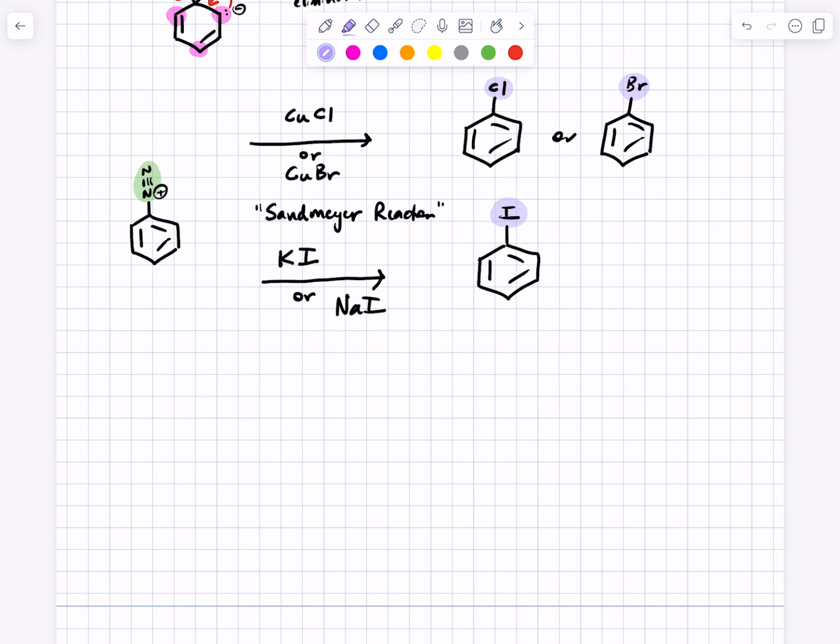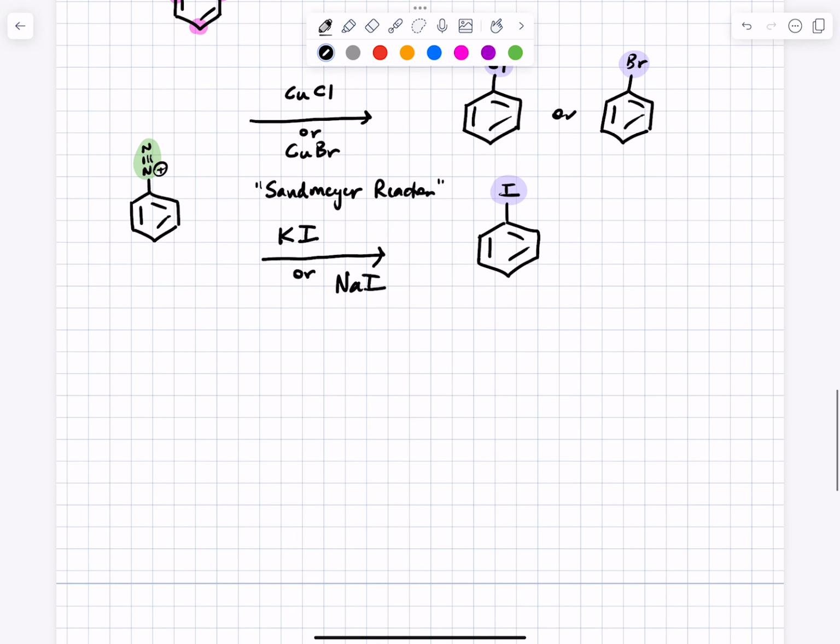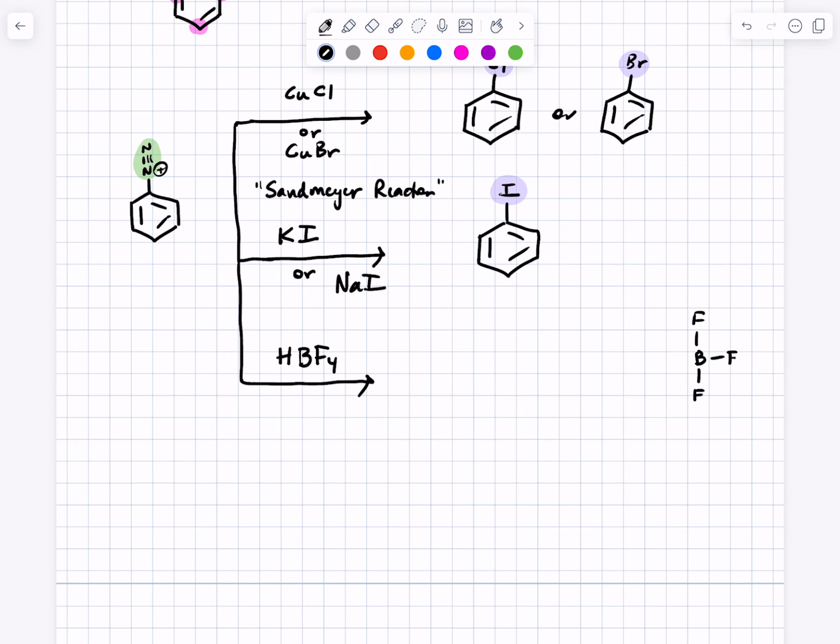What about fluorine? Everybody wants to know, okay, what about fluorine? Well, this reagent is going to frustrate you. It's going to be one we're not going to know the mechanism for, and you're probably just going to have to memorize it. And that is to use hydrofluoroboric acid. If you want to know what that looks like, tetrafluoroborate is this, and then the hydrogen would be on one of the fluorines.